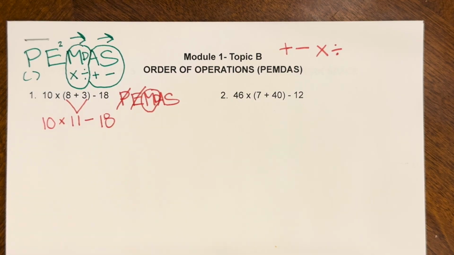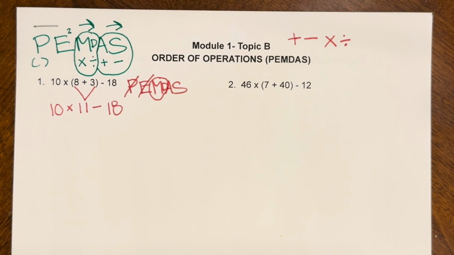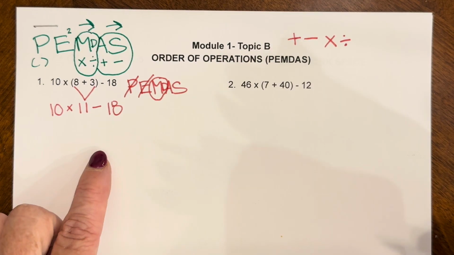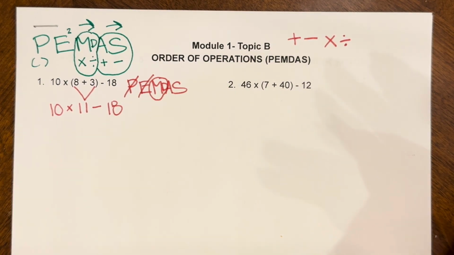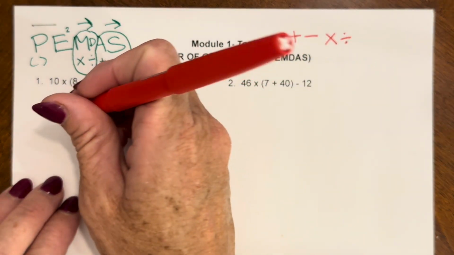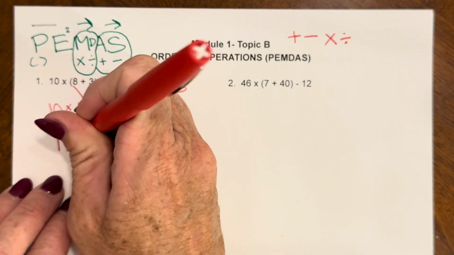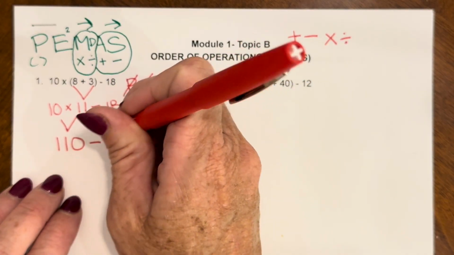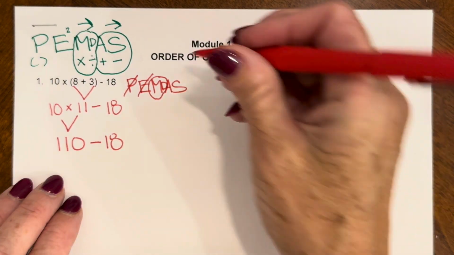If I don't have enough room here, I left some side workspace, but some of you might be able to do 10 times 11 in your head using basic facts. I know 10 times 10 is 100. If I had an extra one, that would be 110. So 11 tens is 110. So I have 110 subtract 18. Do I have any more multiplication or division?